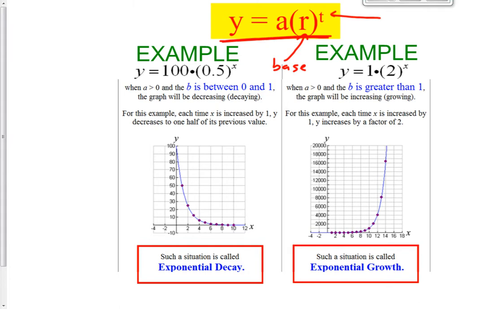So just as a reminder, whenever our base is greater than 0 but less than 1, it is always going to be showing exponential decay. So it's going to be going down and to the right. In a similar way, whenever our base is a number that's greater than 1, such as the number 2, it's going to be showing exponential growth. So let's keep that in mind as we solve these word problems for today.